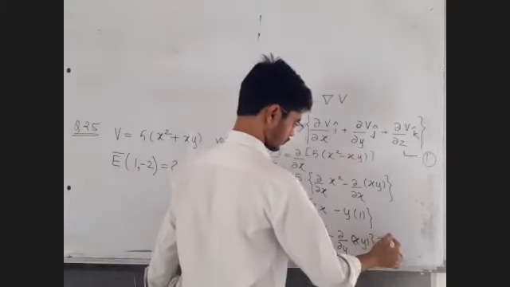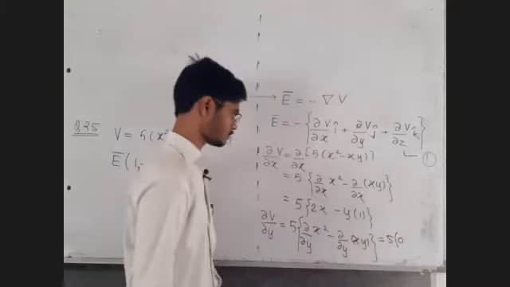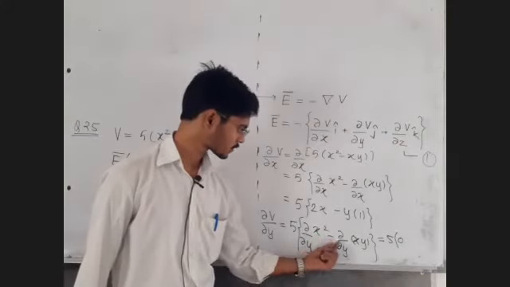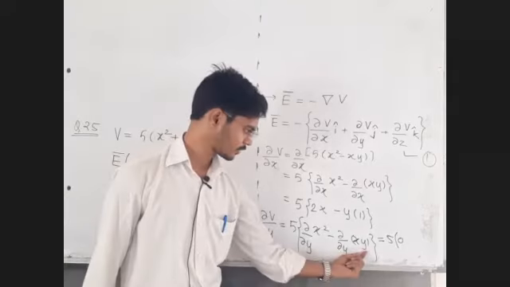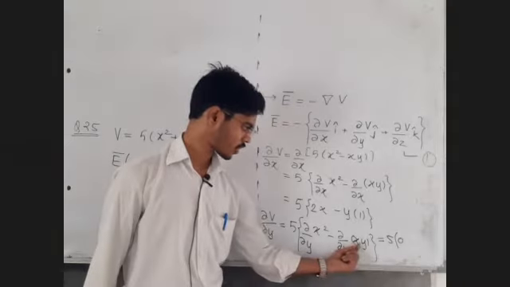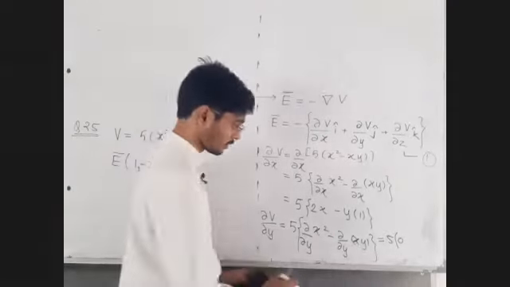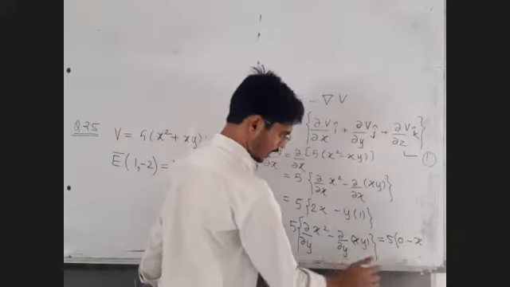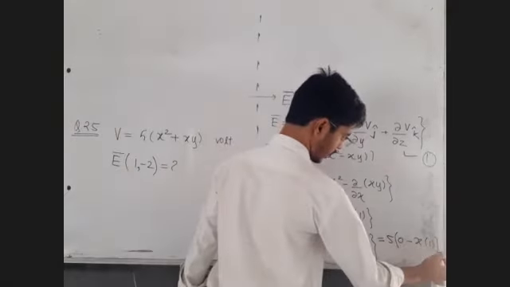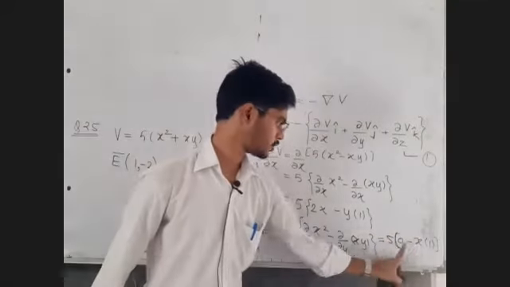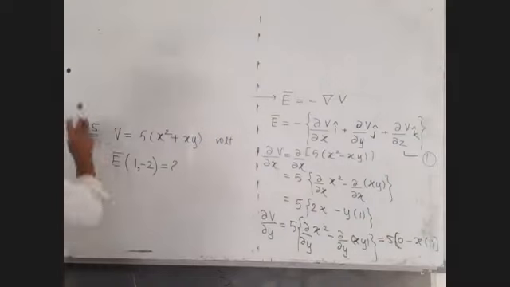So 5 into bracket 0, this entire term is a constant because x is treated as a constant. Dou V by dou y: y is the variable, x is constant. Constant x multiplied by variable y, so the constant x can be taken out of the derivative. Derivative of y with respect to y is 1. So the answer is minus 5x. So dou V by dou y is complete. Next.